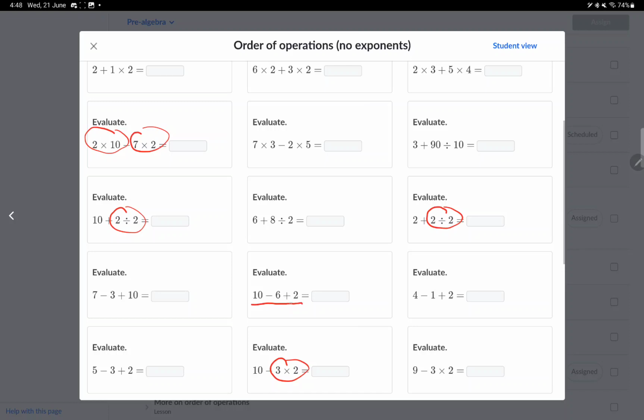Now, this one, normally you are taught to do left to right. For example, 10 minus 6, which is 4, plus 2 is 6, right? Now, there is another way to do these kinds of questions, and that is to look at each of these as a term. Terms are separated by plus or minuses, which means this expression has 3 terms. The first term is 10, the second term is minus 6, and the other one is positive 2.